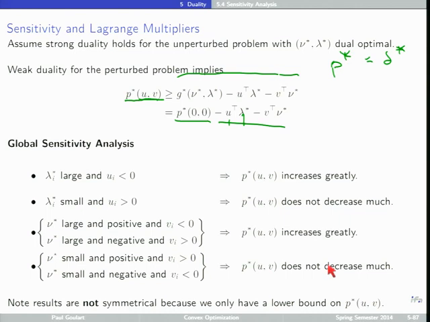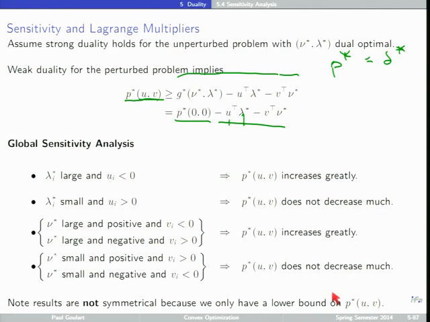So this is, in a sense, not that great because it's only telling me how to make things worse. It's not really telling me how to make things better, but it's at least giving me a hint about how to make things better. Okay? And the only reason why it's not telling me explicitly how to make things better is because I have this inequality here, this switching from strong to weak duality. It's not symmetrical because we only have a lower bound, because we only have weak duality.